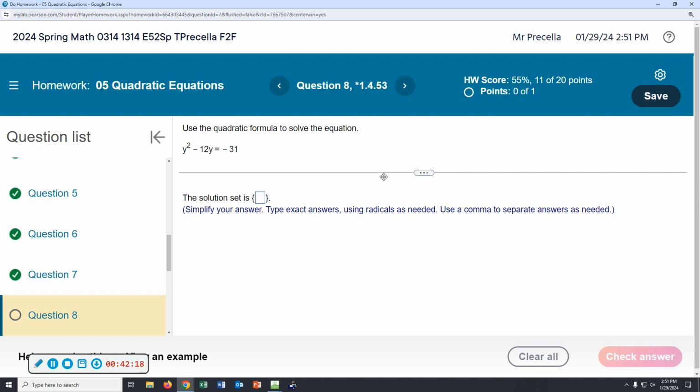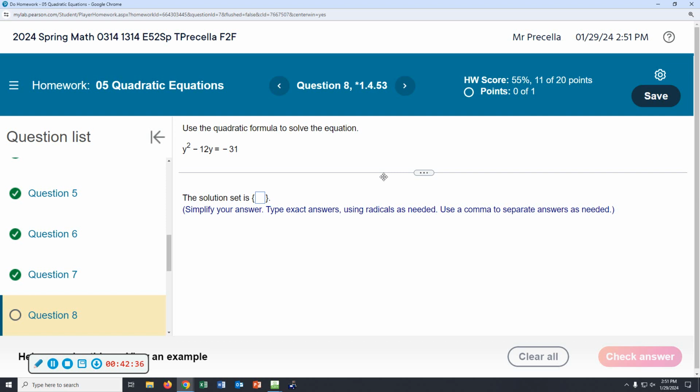So that's why we have the quadratic formula. Could I have done the square root method? No. Why? Minus 12y. Okay? So this one has to be done with the quadratic formula.